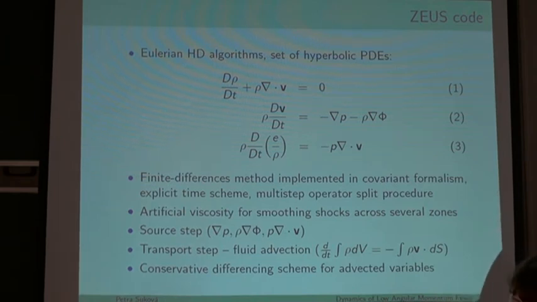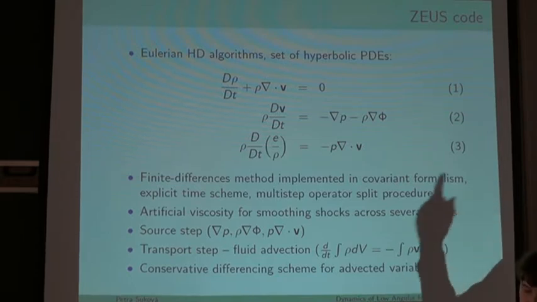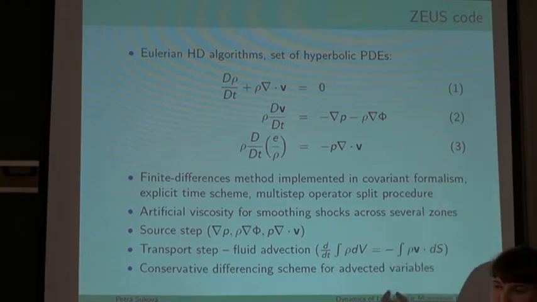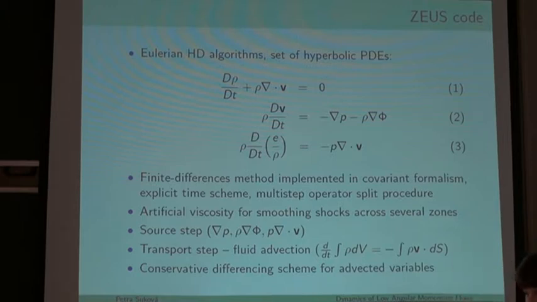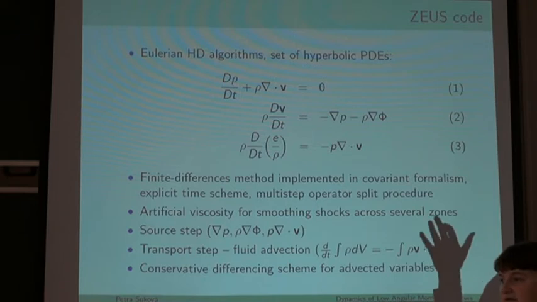That means that it splits the operators and, during one time step, makes several runs, going through the source step and the transport step, and updates the quantities in those steps. And it has a conservative differencing scheme for adjoint variables, so there is error in the variables which should be conserved only on the level of the round-off error.